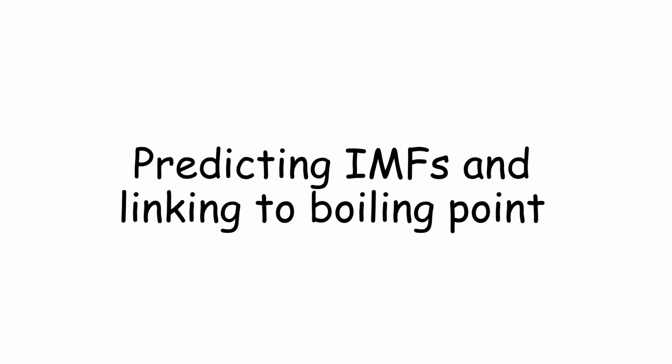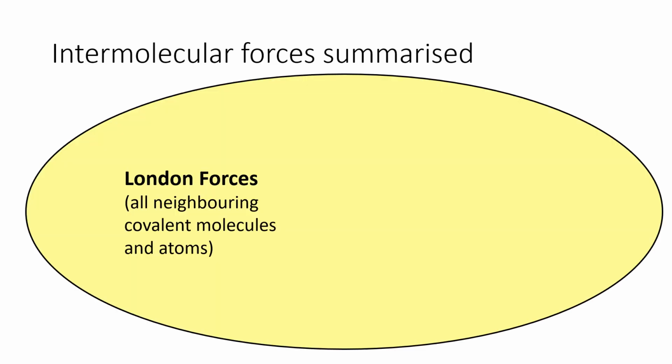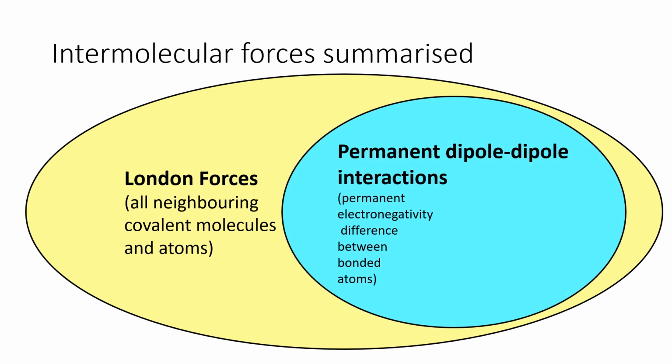Hello and welcome to this short clip having a look at how to predict intermolecular forces from the structure of a molecule and link this to its likely boiling point. So if we think about intermolecular forces, in all simple covalent compounds, London forces take place between neighbouring molecules. In addition, if there are permanent electronegativity differences between bonded atoms within that molecule, you will get permanent dipole-dipole interactions.